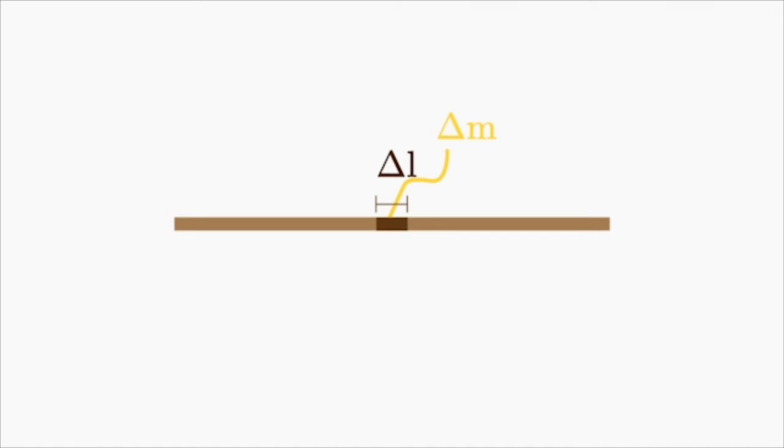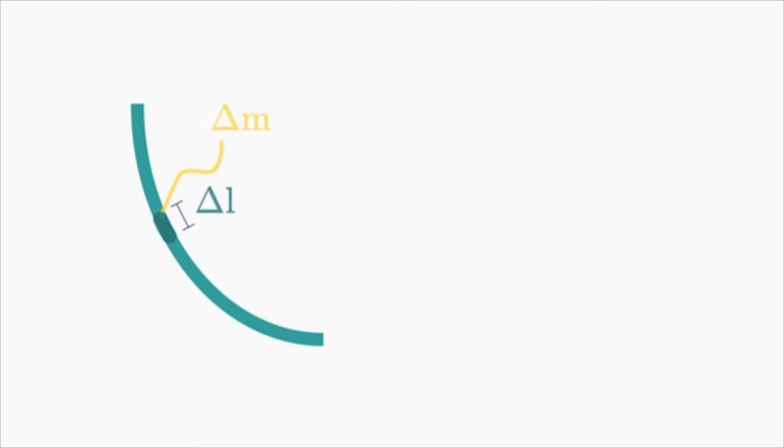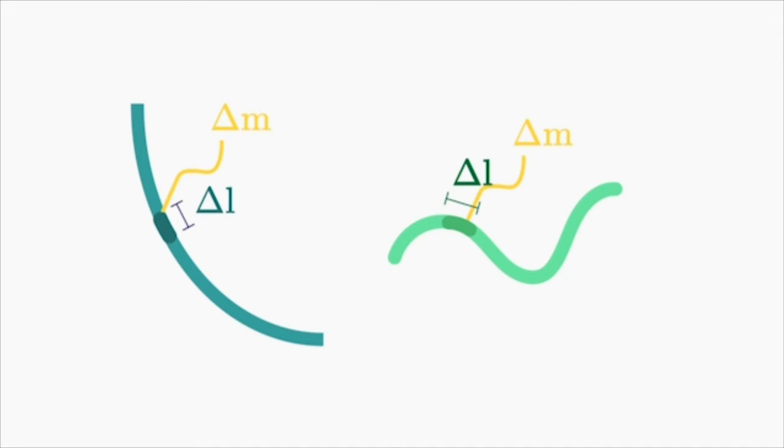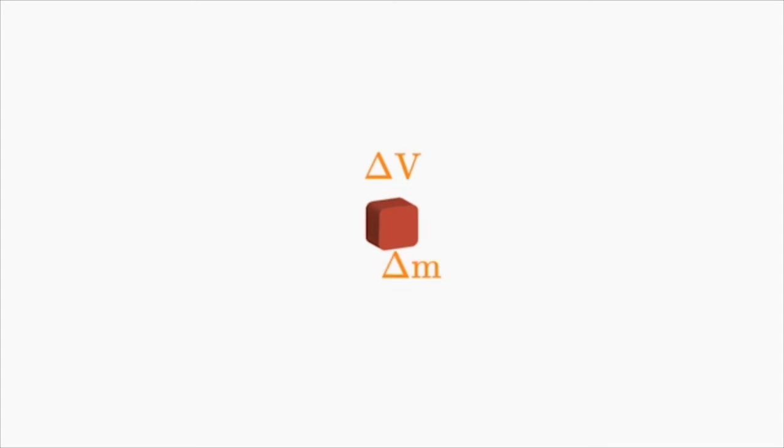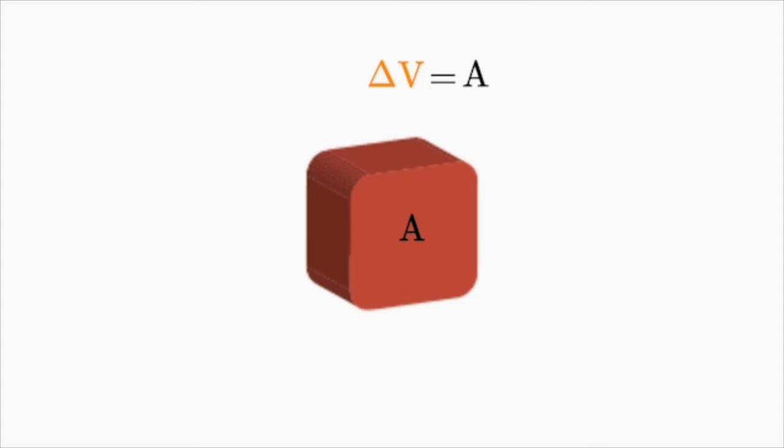We could also have a linear object in the shape of an arc, or just an arbitrary path. For an object in two dimensions, we have an area element, delta A, that contains a mass, delta M. For a volume, we have a volume element, delta V, which contains a certain amount of mass. In this case, we can write the volume element, delta V, as the area, A, times this delta X.